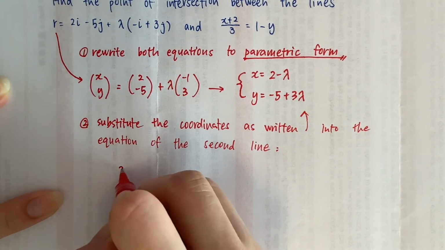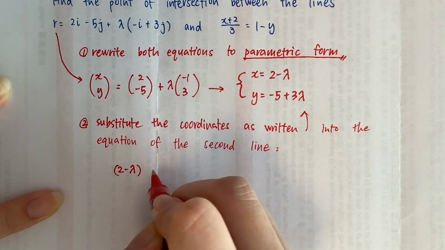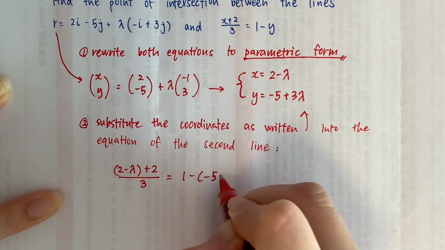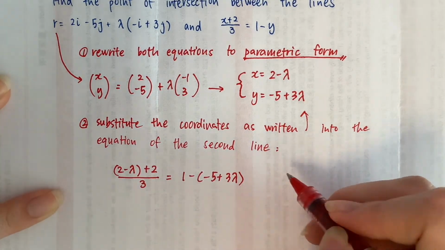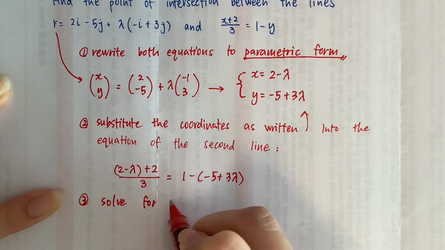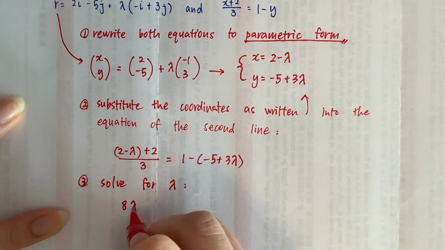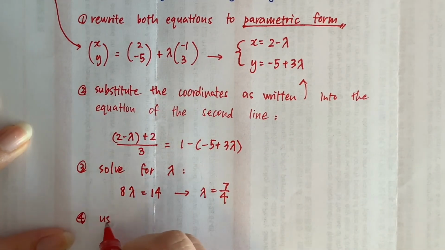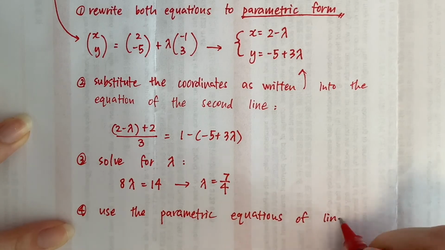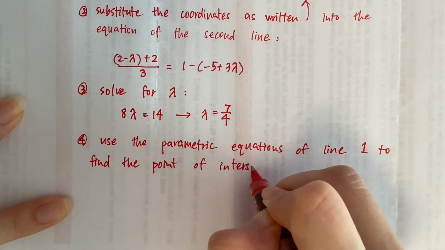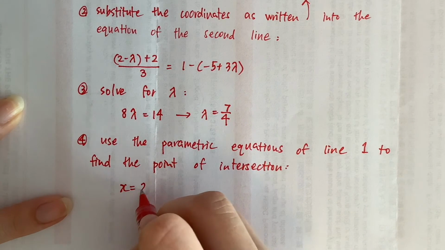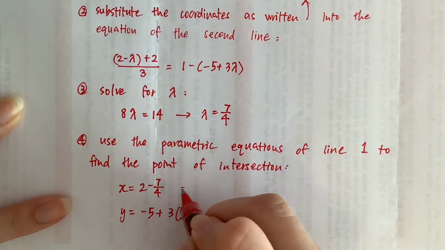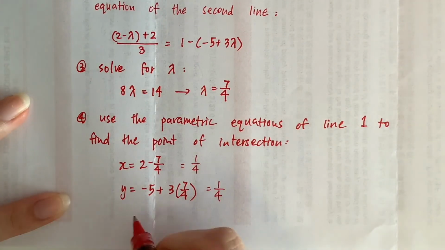All I did was put 2 minus lambda into x, so we get (2 minus lambda plus 2) over 3, and the same for y, so it equals 1 minus (minus 5 plus 3 lambda). Next, we solve for lambda, and we get lambda equals 7 over 4. The last step is to use the parametric equations as written for line 1 to find the point of intersection. All we do is substitute this new value of lambda into the equations for x and y. So our final answer is (1 over 4, 1 over 4).